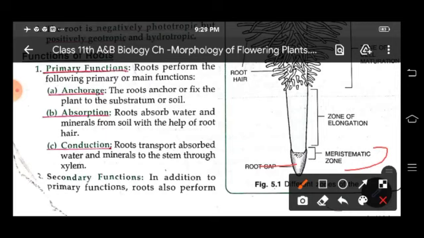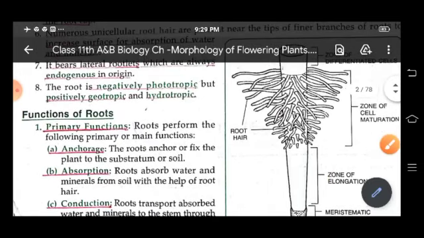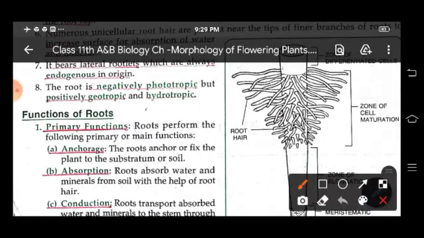Now after that is the zone of elongation. Here the cells do not multiply but they help in the elongation and enlargement of the root. Then after that is the zone of maturation. Here the cells differentiate into epidermis, vascular bundles are there, and root hairs are here which are meant for absorbing the water. So most of the absorption is done by this part.